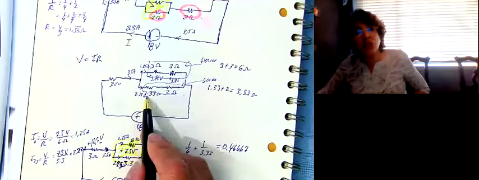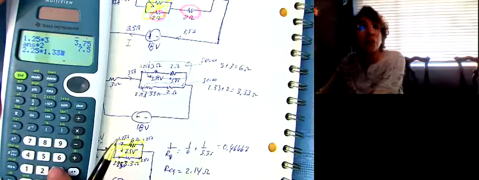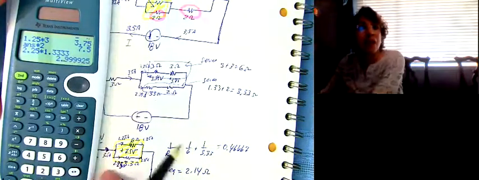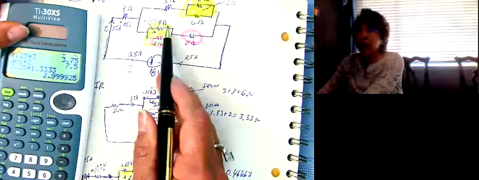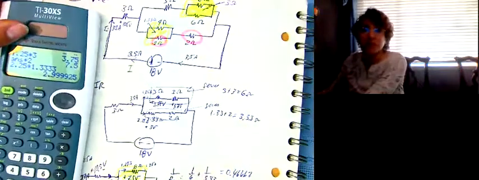All right, so let's do the voltage down here. I've got 2.25 amps times 1.33. 2.25 times 1.333 gives me 3. So here I have 3 volts across this 1.33 ohm resistor, which is the parallel combination of these two.